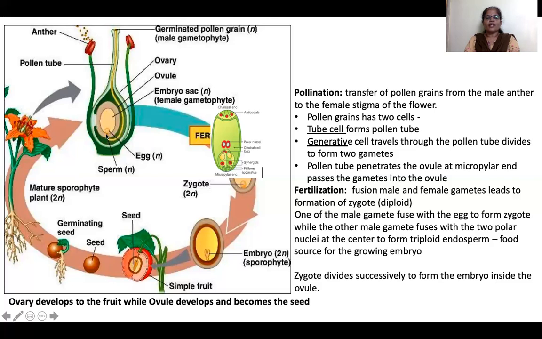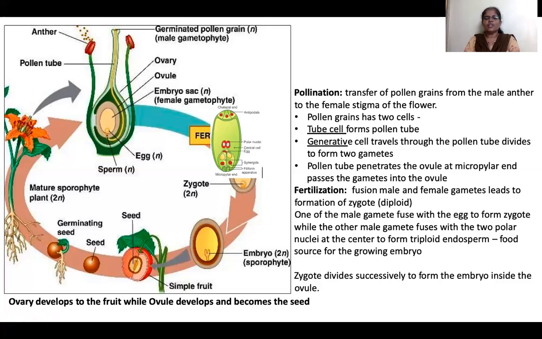Why does it grow at the micropylar end? See, in this structure, this is the chalazal end, and this is the micropylar end. Male gametes come through the pollen tube and enter here because here is the egg cell. The egg inside the ovary is at this end. So the male gametes enter from this side of the ovary.